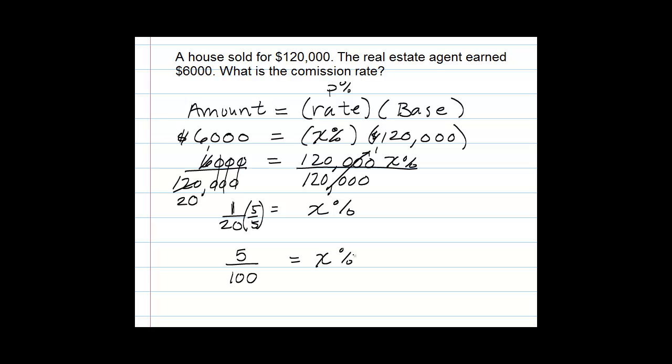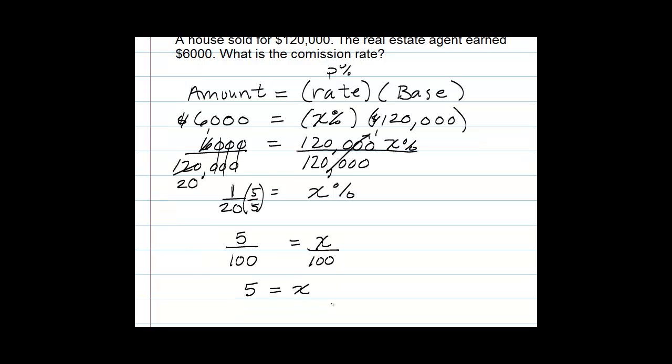And we can replace the percent symbol there, because we really want this in a percent, right? We could replace that with per 100. And so then we can see, since we have the same common denominator on both sides, that 5 would equal X. And the answer here is 5%.